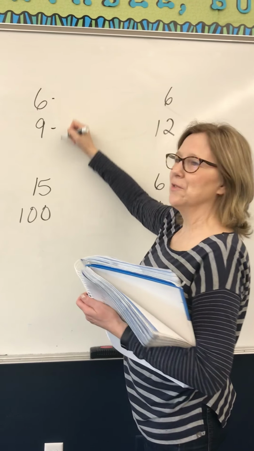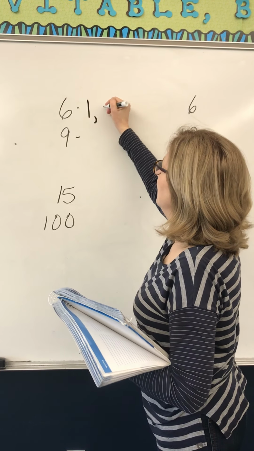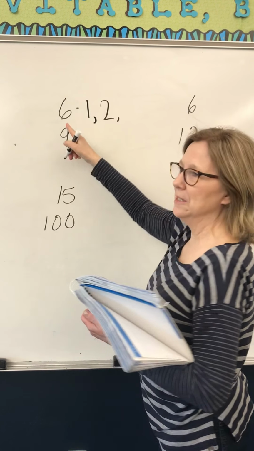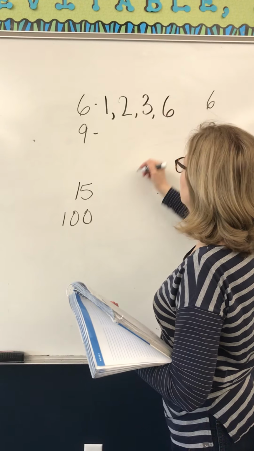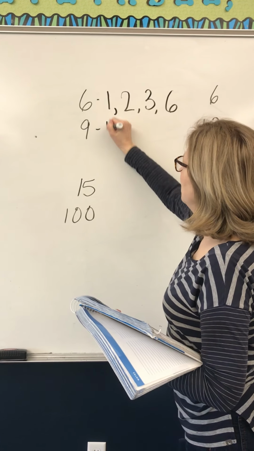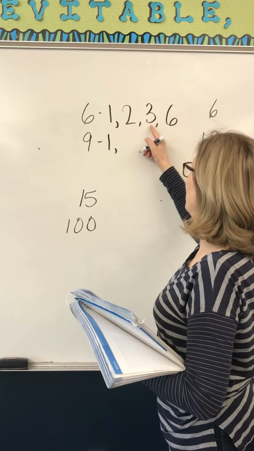So if we were factoring these two numbers, 6 and 9: 1, 2 goes into 6 evenly, 3 goes into 6 evenly, and 6. And then on 9, of course, 1, but 2 doesn't go in, but 3 does, and then 9. So the greatest common factor is what they have in common, which is 3. So 3 is the greatest common factor.